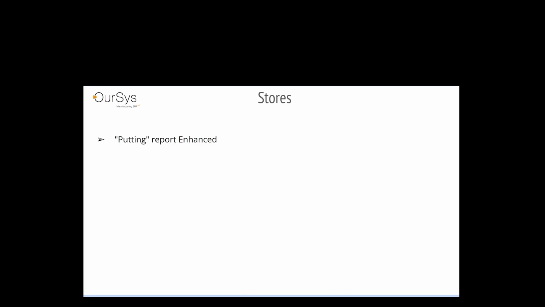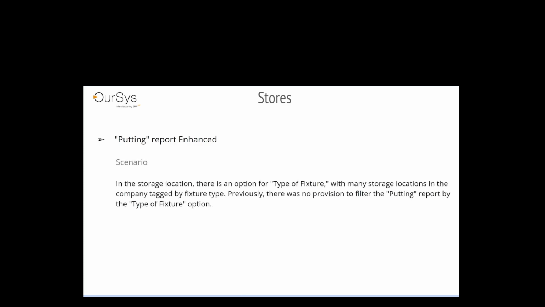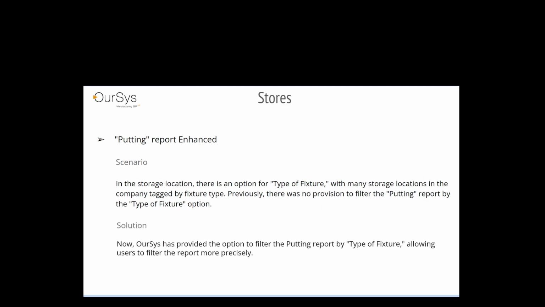Moving to the next, putting report enhanced. In the storage location, there is an option called type of fixture, which assigns a different fixture type to various storage locations within the company. Previously, there was no provision to search the putting report using the type of fixture filter. In this version, the user now has the provision. OurSys allows the user to filter the putting report by the type of fixture option, enabling them to refine the report more accurately.